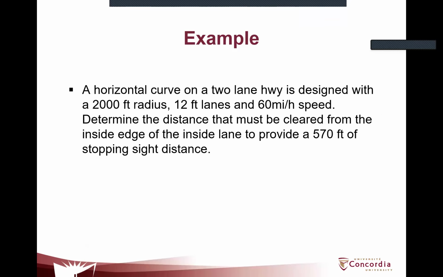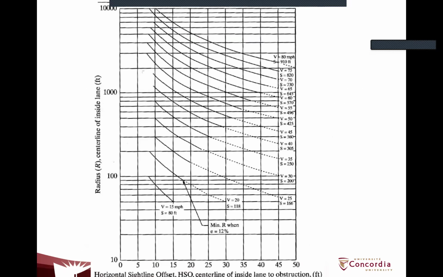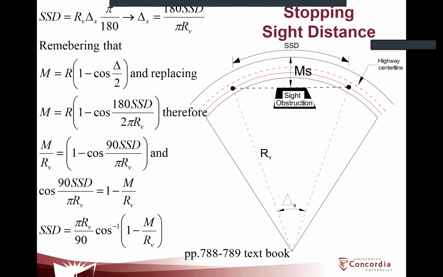So, for example, a horizontal curve on a two-lane highway designed with a 2,000 feet radius, 12 feet lanes, and 60 miles per hour speed. We're going to try to estimate the distance that needs to be cleared from the inside edge of the inside lane to provide 570 feet of stopping sight distance. So we're trying to estimate the M, that MS value that is there between the trajectory and the obstruction.